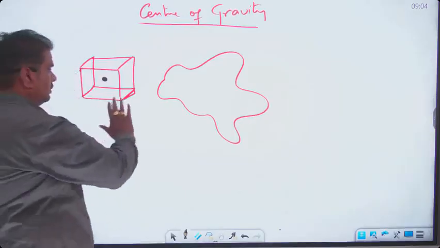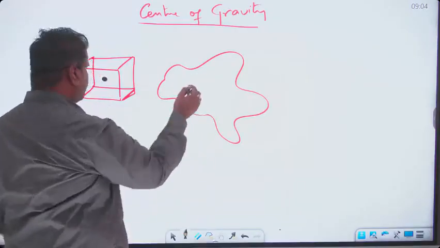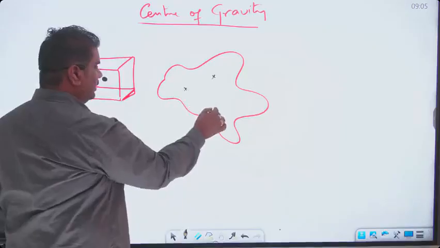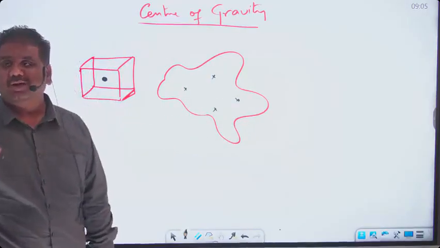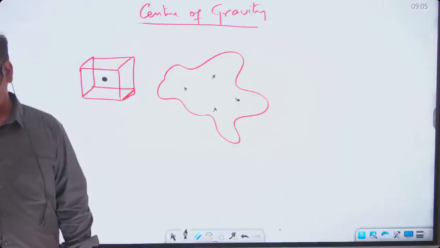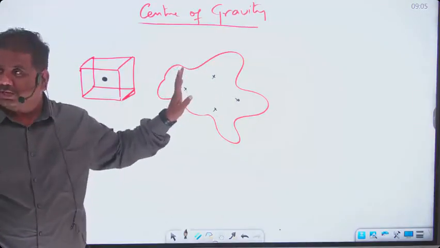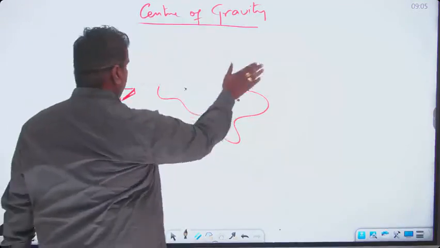Now, for amoeba or else for irregular structure like this, the center of gravity for this particular point, it may be here, it may be here, or it may be here. Kani, each and every object will have only one center of gravity. అందుకే అన్నాను maybe here or maybe here, ఎక్కడైనా ఒక దగ్గర కాన్సన్ట్రేట్ అయ్యి ఉంటుంది. So that particular point is known as center of gravity.